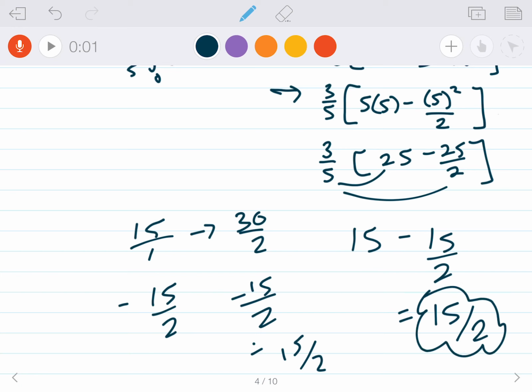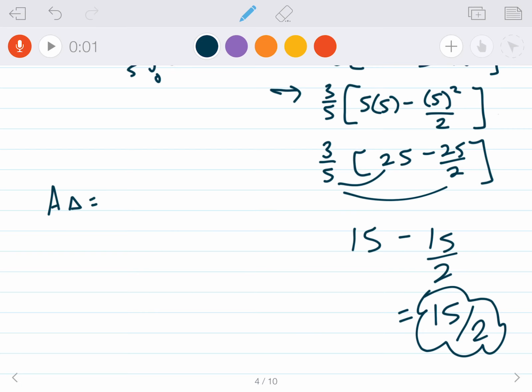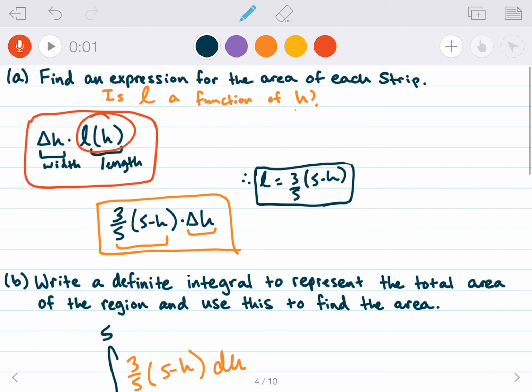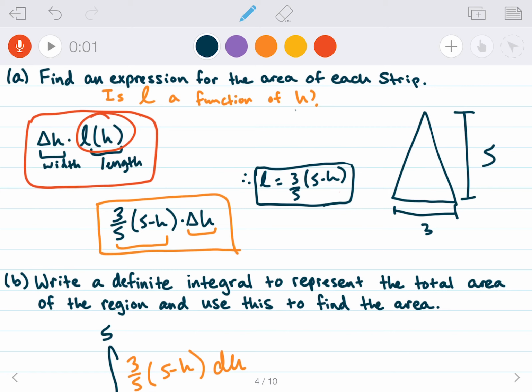That's the area of this triangle. Now, how can we confirm that this is true? Well, we can just use our area formula for triangles. Remember that? Area of a triangle is base times height over 2. Here, I erased it, but our base was 3, and our height was 5. So 3 times 5, 15, divided by 2 is 15 over 2.